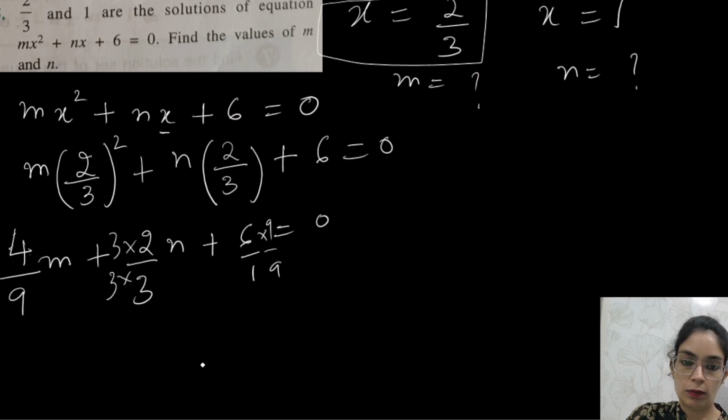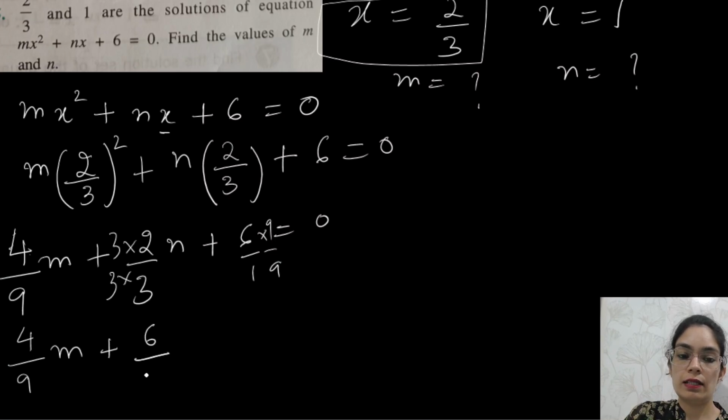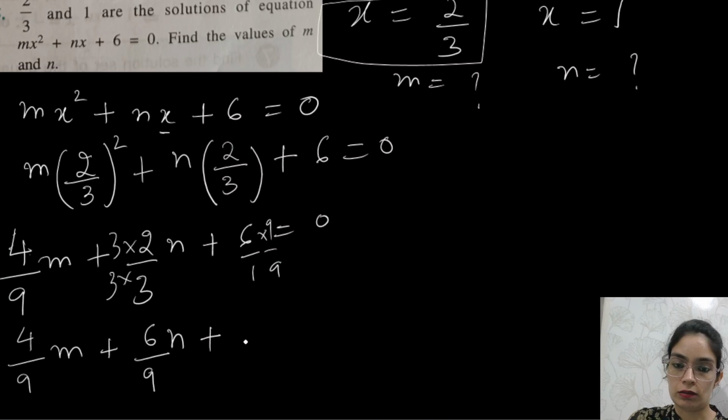So LCM, I hope everyone knows, I'm not explaining it. So 4 by 9 m plus 3 into 2 is 6, 3 into 3 is 9. So basically we are making the denominator the same. When we make the denominator the same, we have to multiply the numerator by the same number also. So 6 into 9 is 54, 54 by 9 is equal to 0.